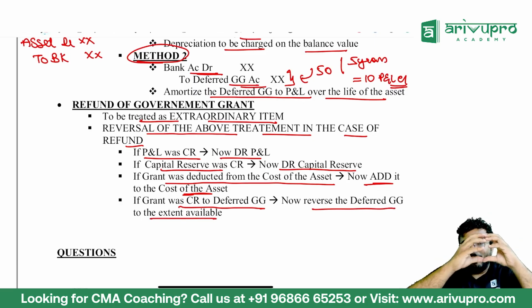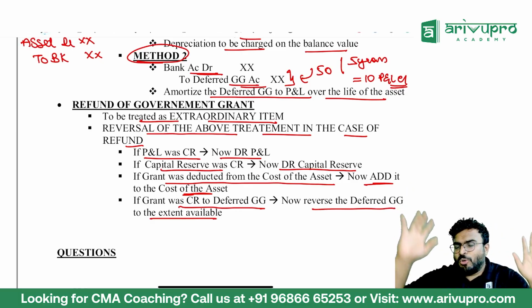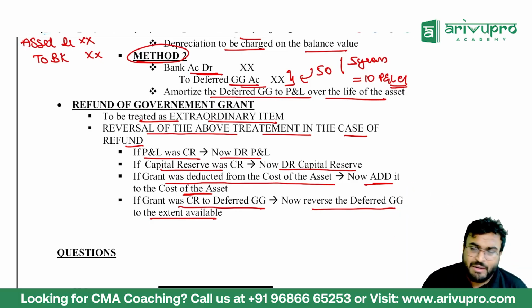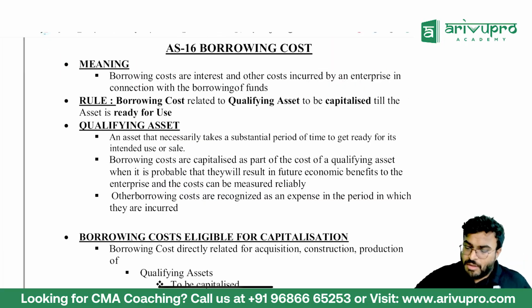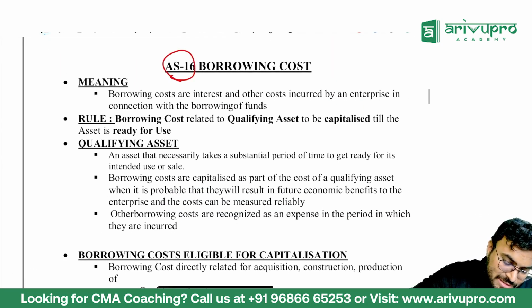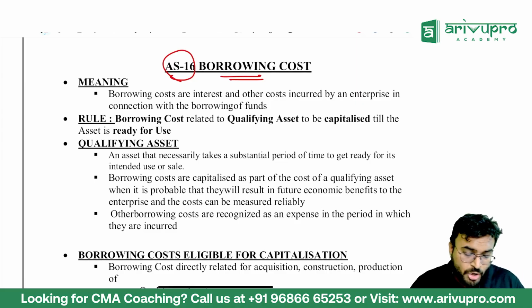How much deferred government grant is there? Reverse it. Otherwise, put it to P&L. Treat it as an expense in the P&L. This is a quick revision of your AS 12. Next, we'll move into accounting standard 16, that is borrowing cost.